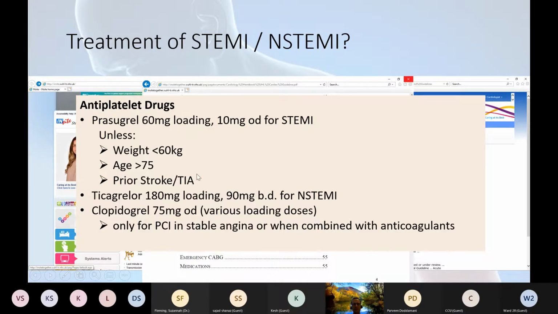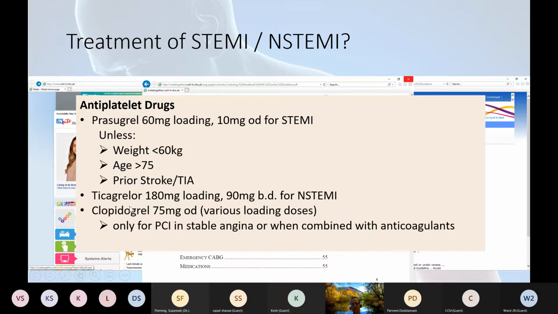Otherwise, if it's an NSTEMI, so any ACS other than a STEMI with a positive troponin, we give ticagrelor, which is 180 milligrams loading followed by 90 milligrams twice daily. If it's a stable PCI, so an outpatient procedure, a patient coming in for a routine PCI, we still use clopidogrel, but we don't use clopidogrel unless there's a reason we shouldn't give ticagrelor or prasugrel.